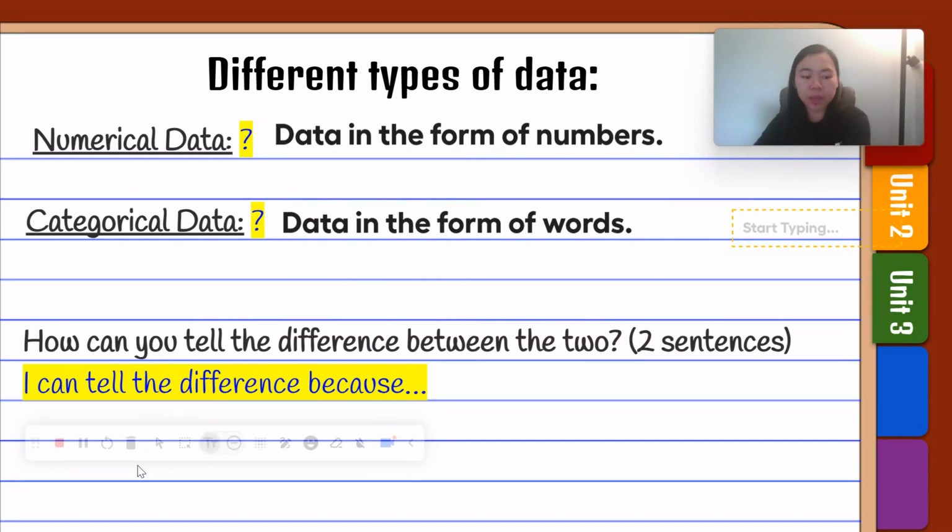Okay, so you are going to type that into your slides. Data in the form of numbers, data in the form of words. Just remove that little question mark there. How can you tell the difference between the 2? In 2 sentences, I want you to write at least 2 complete sentences on how you can tell the difference between the 2 types. You can write your own sentence, or you can start with my sentence stem here. I can tell the difference because numerical data looks like this. Categorical data looks like this.